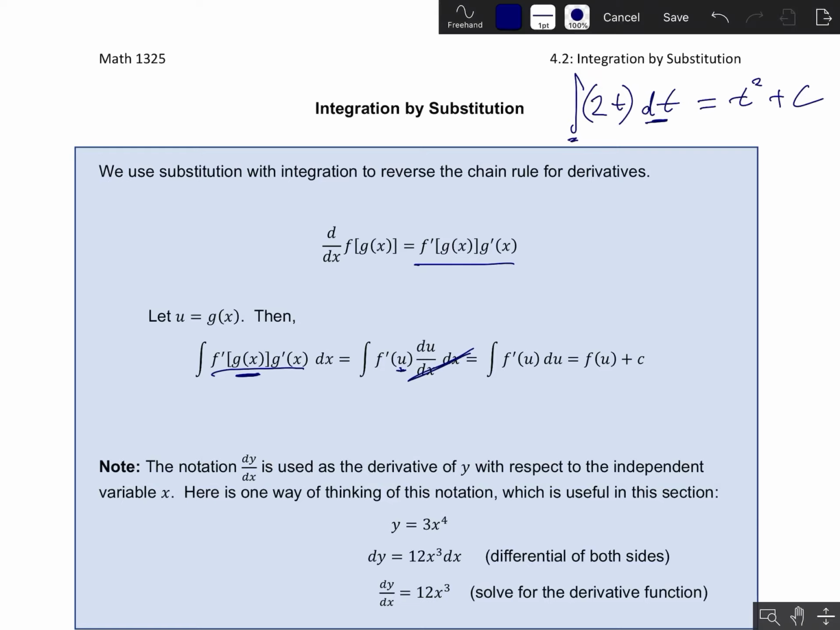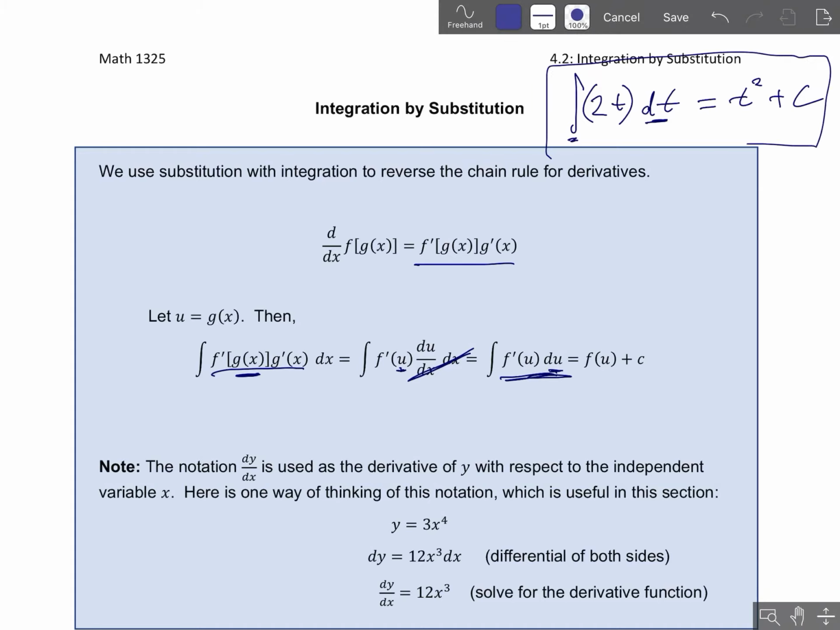But here I can think of these dx terms as canceling because I have one in the denominator and one in the numerator. Now this is sort of an abuse of the notation, so notice that du dx is not necessarily a fraction, but this manipulation will still get us to the right answer. So I can pretend that we can cancel out these dx's, and then I get the integral of f prime of u du. So notice that this last integral is not dependent on x at all. So now we're integrating with respect to u, this new variable.